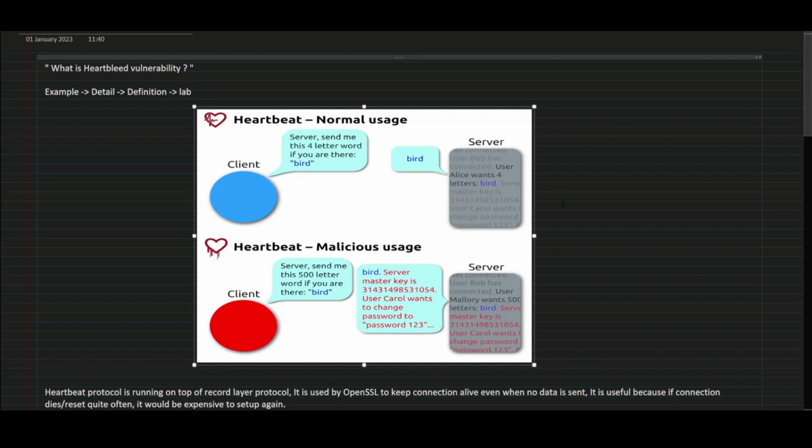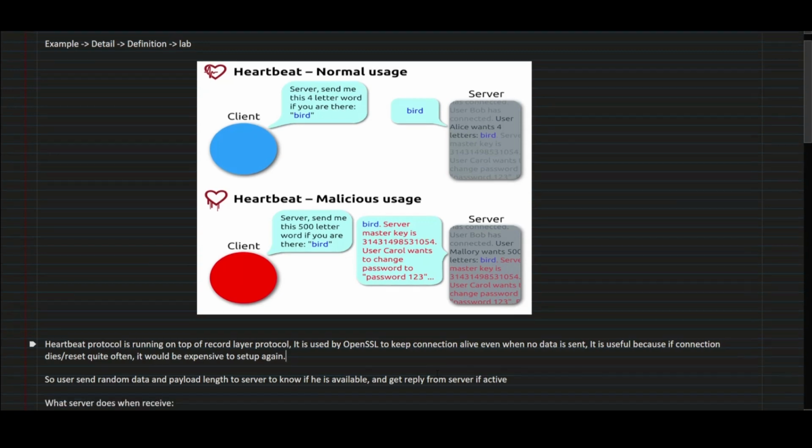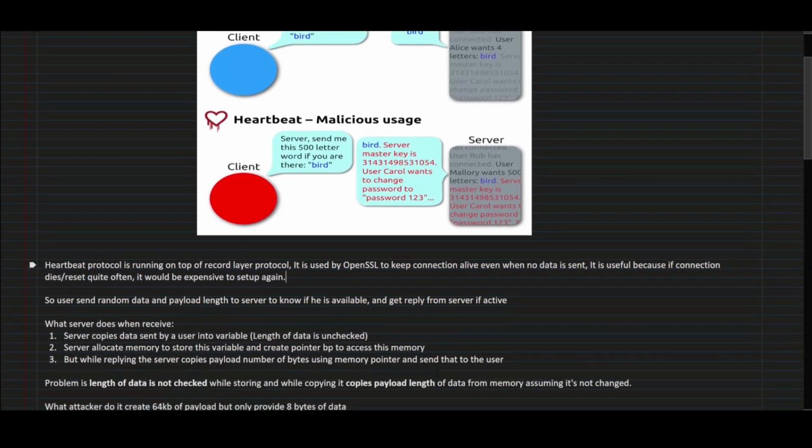But if a malicious actor, an attacker, sends this message, what can he do? He can send a message to the server stating, send me this 500 letter word if you are there, but only send a 4 letter word. So the server will send a 500 letter word, including the word and other information that will be present in its garbage area or in its buffer. Now we will look into the details of this heartbeat vulnerability.